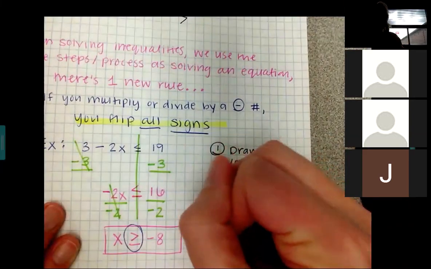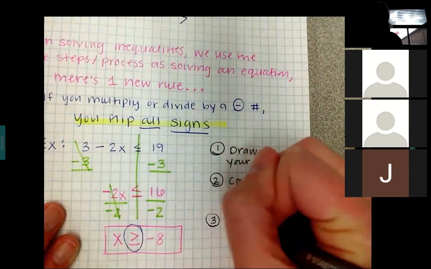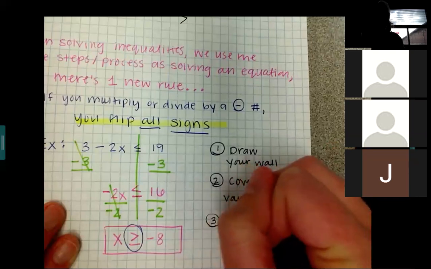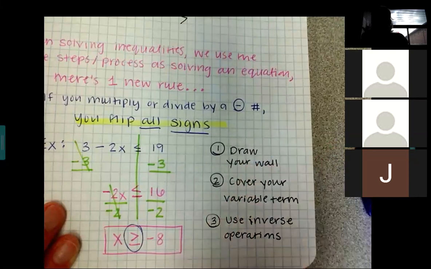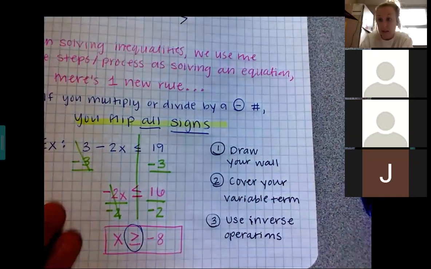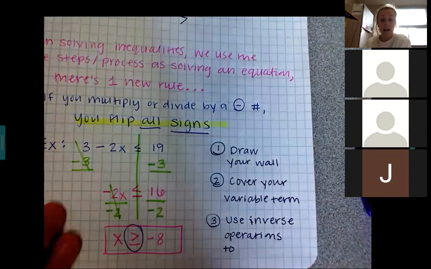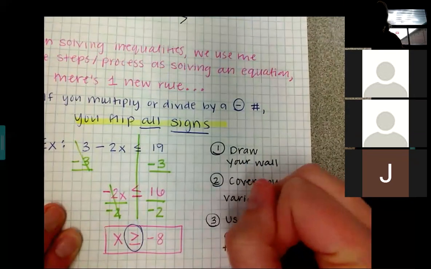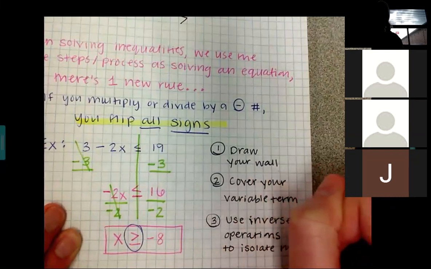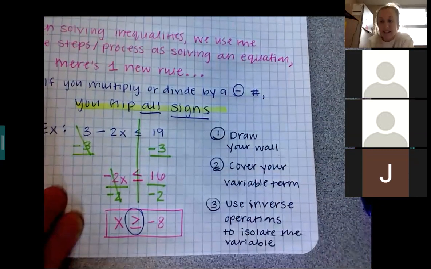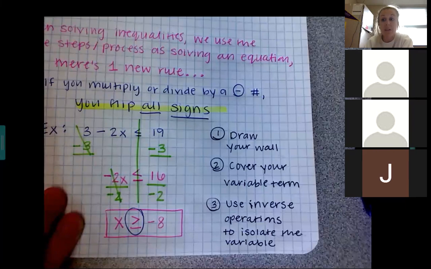And then the third one, after we cover it, we're going to use what we call inverse operations. That's a vocab word. So I'm going to make sure I put it in your notes so you've heard it before. Inverse operations just means opposite operations to move terms so we can get the variable by itself, right? And I'm going to use another vocab word, to isolate the variable. Like I said, we'll go over this vocab tomorrow. But you're going to use inverse operations, which means opposite operations.